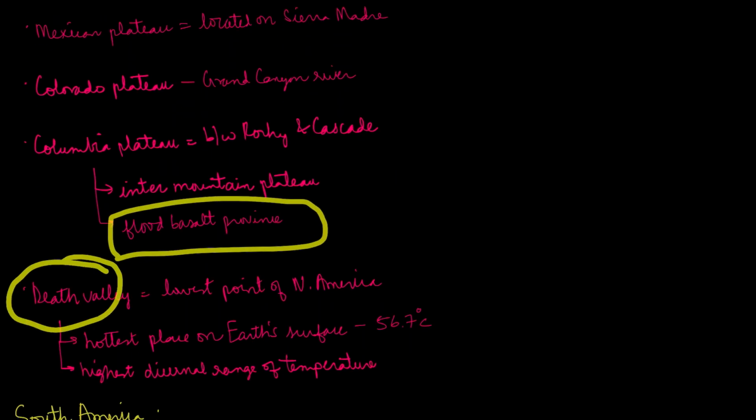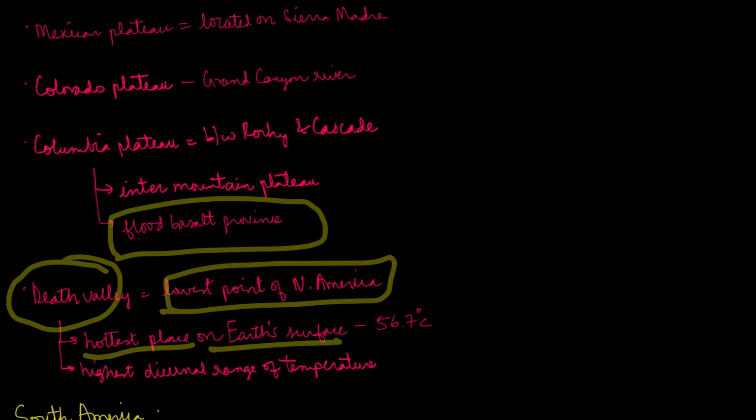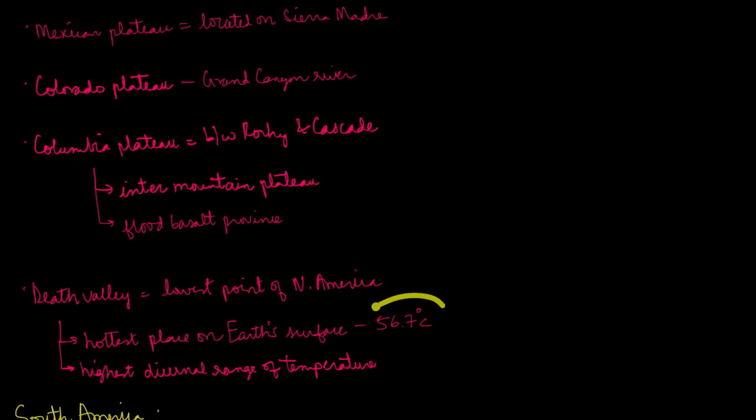Then comes Death Valley. Death Valley is the lowest point of North America. It is the hottest place on Earth's surface. The average temperature is around 56.7 degrees Celsius, and it has the highest diurnal range of temperature.